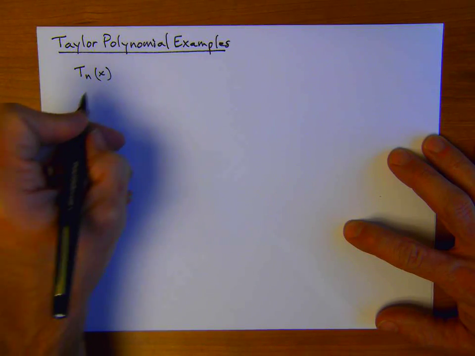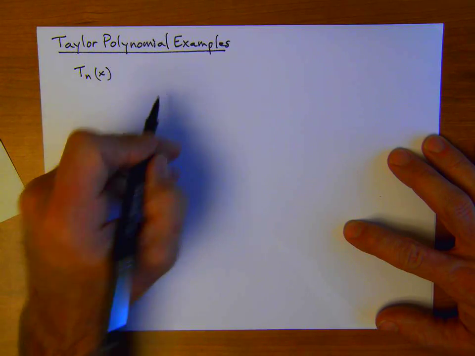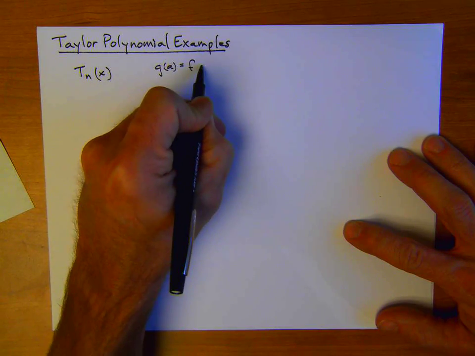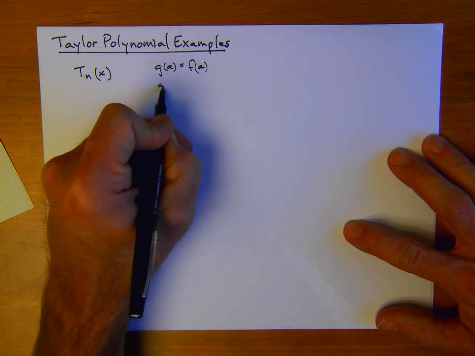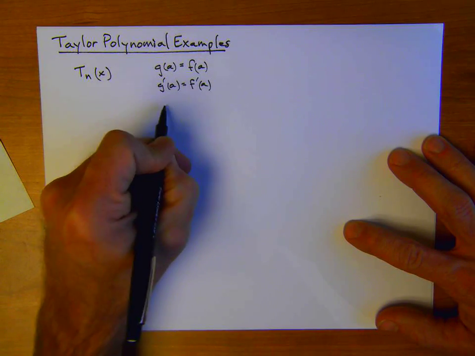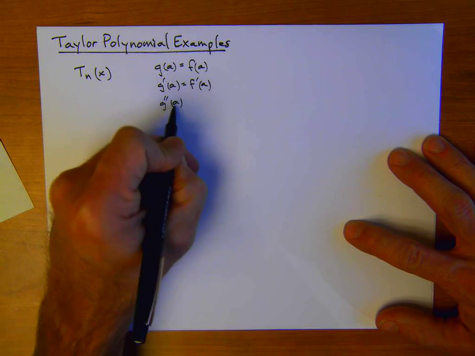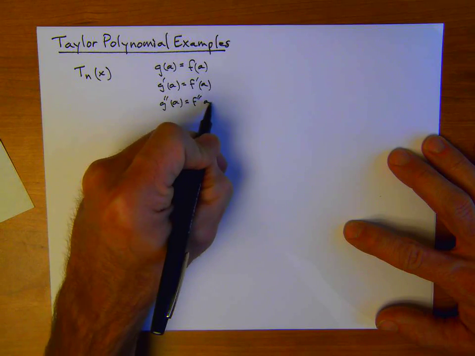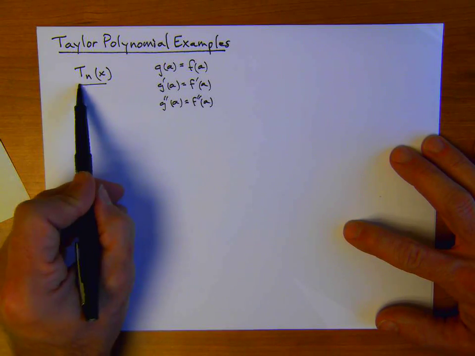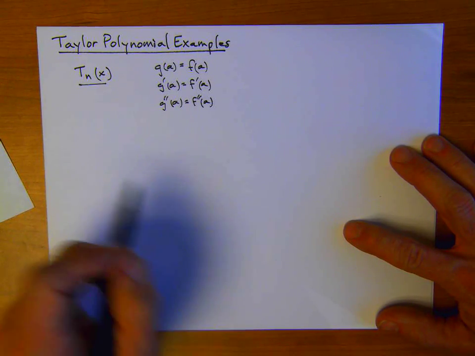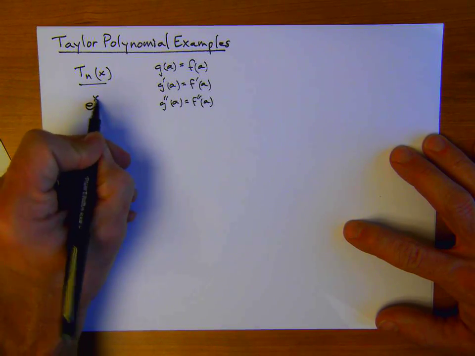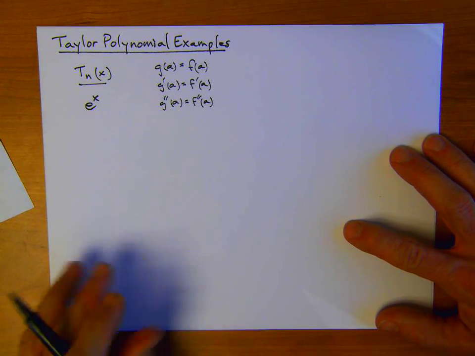In the lab we called it g of x, right? We said that g of a equaled f of a, and then that g prime of a equals f prime of a, and that g double prime of a equals f double prime of a. And we use these facts to construct the nth degree polynomial, to find those coefficients that would work. In this case, remember, we were doing e to the x. So what I'd like to do now is look at some applications.